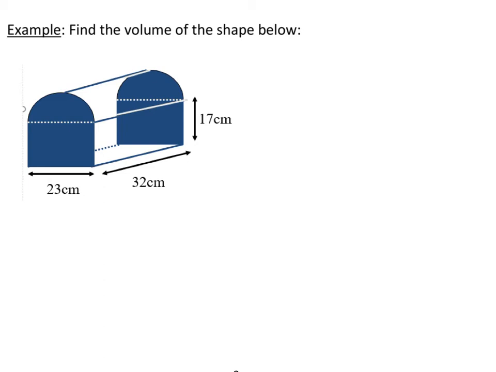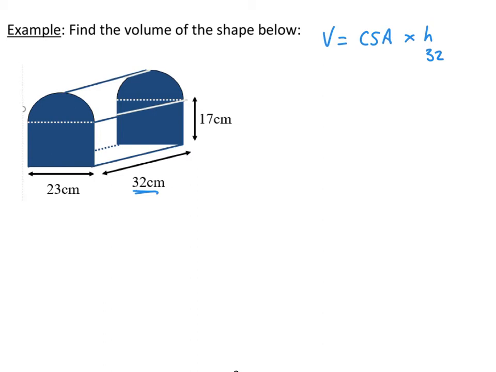Next example, find the volume of the shape below. So again, we can see this is a prism. It kind of looks like a loaf of bread. So the volume of a prism is cross-sectional area times height, and we know that the height is 32. We can see that here, so we need to figure out what the cross-sectional area is.